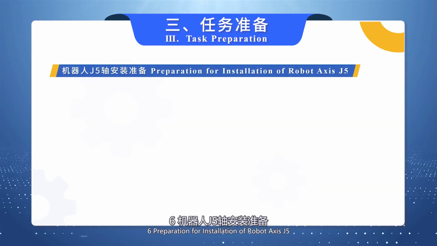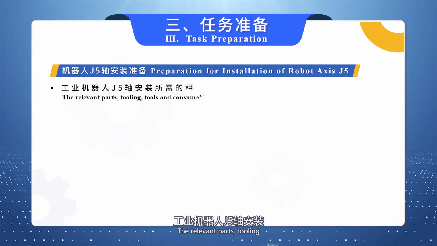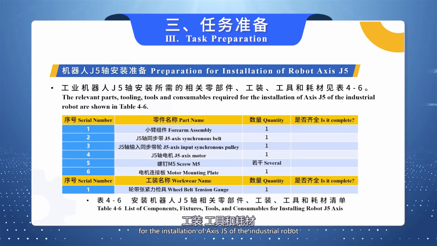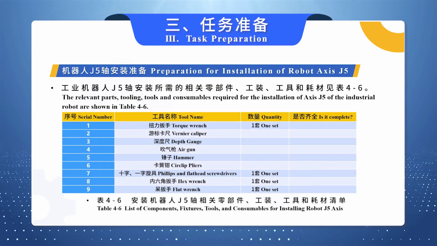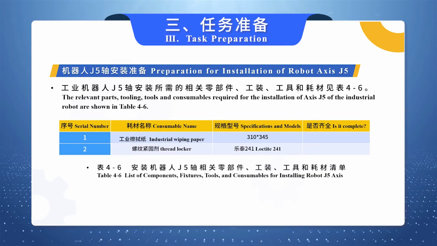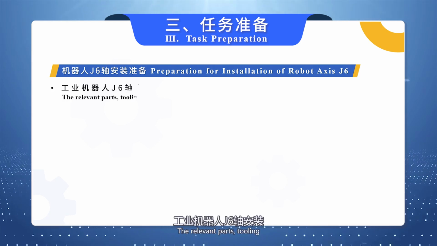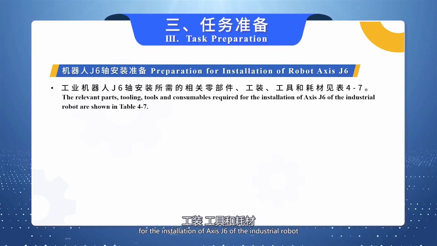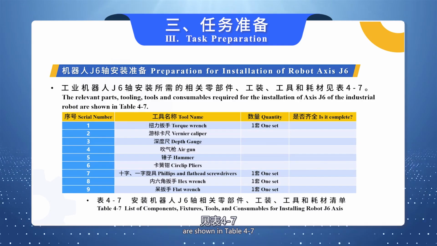Sixth, preparation for installation of Robot Axis J5. The relevant parts, tooling, tools and consumables required for the installation of Axis J5 of the industrial robot are shown in Table 4-6. Seventh, preparation for installation of robot Axis J6. The relevant parts, tooling, tools, and consumables required for the installation of Axis J6 of the industrial robot are shown in Table 4-7.